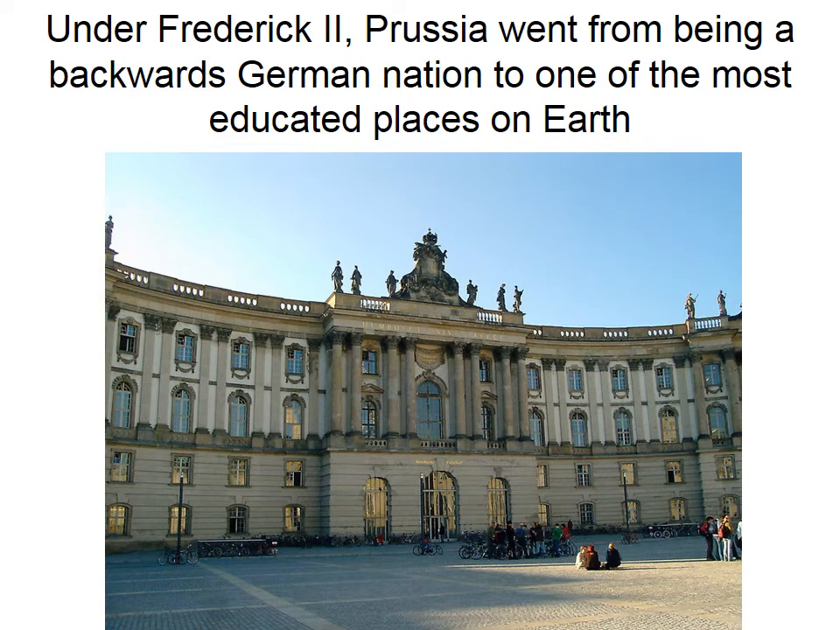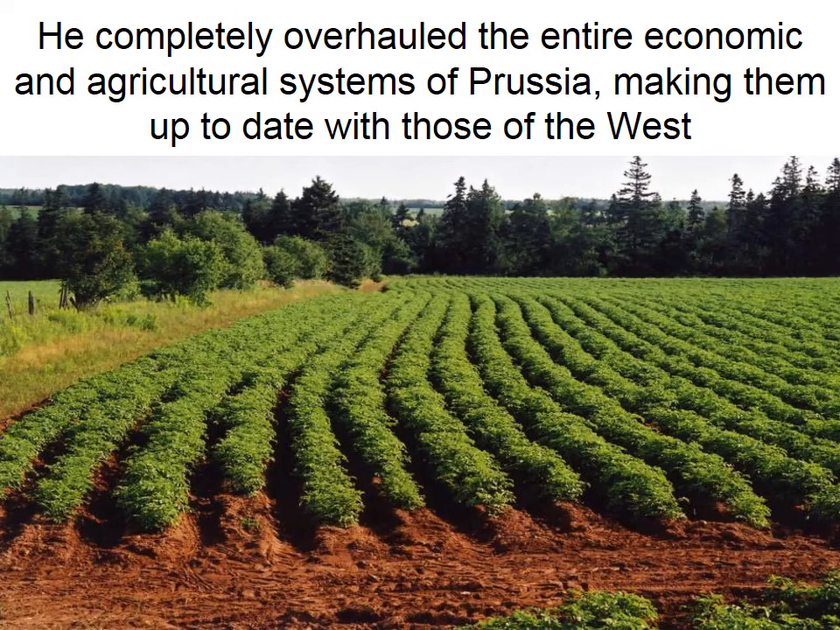So Prussia went from being a backwards German nation, which many people thought was completely useless, to, under Frederick, who later becomes known as Frederick the Great, one of the most educated places on earth. He also was able to overhaul the entire economic and agricultural systems, because remember, they didn't really have good land for harvesting, and it was very difficult for them to get natural resources, but he was able to create irrigation systems and all sorts of ways for them to become an economic powerhouse.